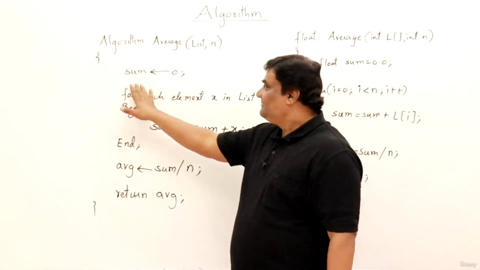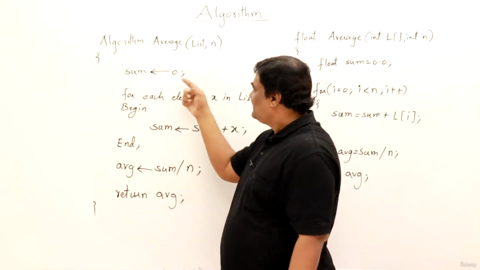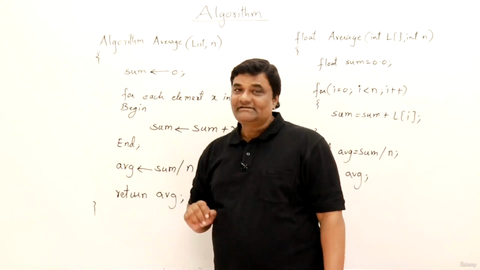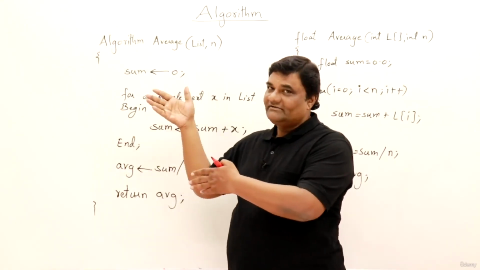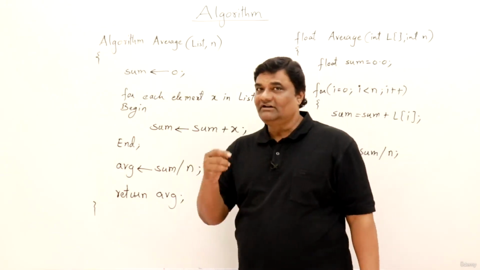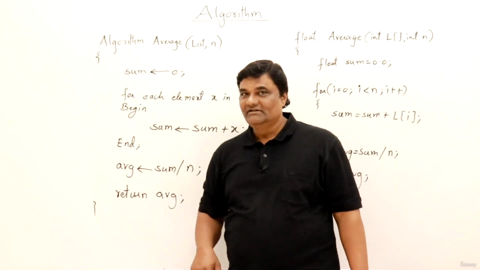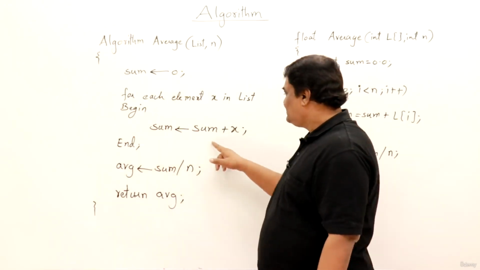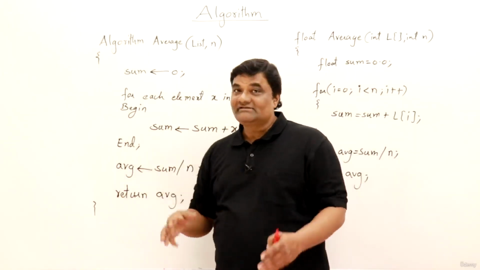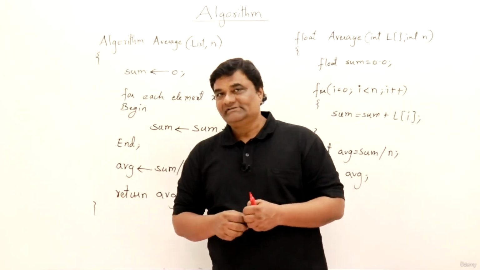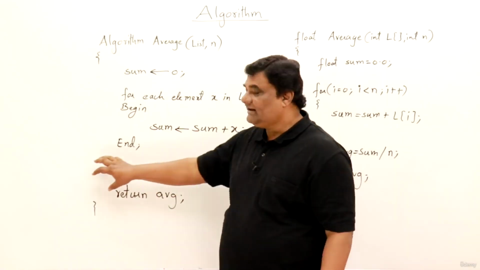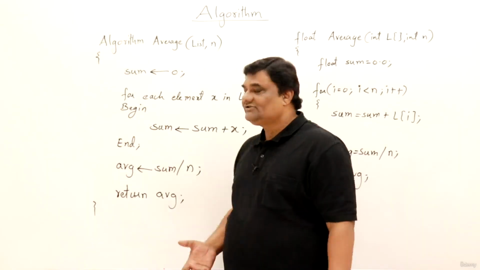Read it. Sum is 0. Sum assign 0 means put this 0 inside sum. The arrow is showing the direction. Then for each element x in list, so we will call each element x in the list. Then begin. Sum assign sum plus x. So go on adding the elements in sum. This portion is adding all the elements. Then after that, average assign sum by number of elements. Thus I get an average, then return average.